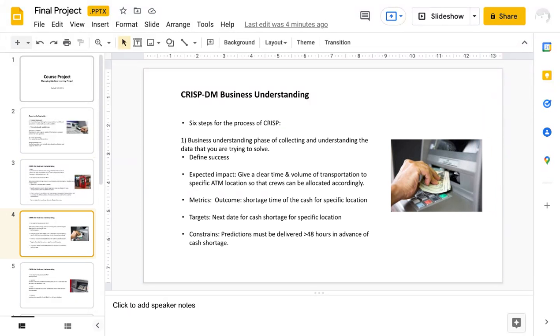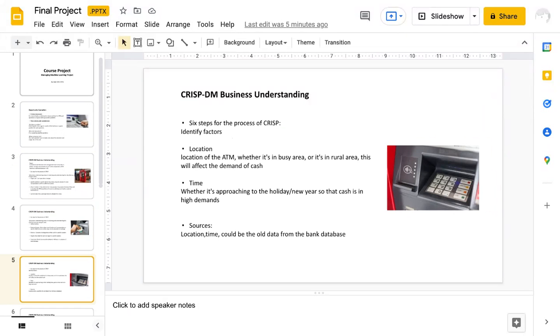Okay, so the next one is define the success. Our expected impact should be to give a very clear time and volume of transportation to specific ATM locations so that crews can be allocated accordingly. Our metrics should be the shortage time of the cash for a specific location. This is the time and the volume. The target should be the next date for cash shortage for a specific location. So the prediction constraint is that this prediction should be delivered 2 days in advance of cash shortage.